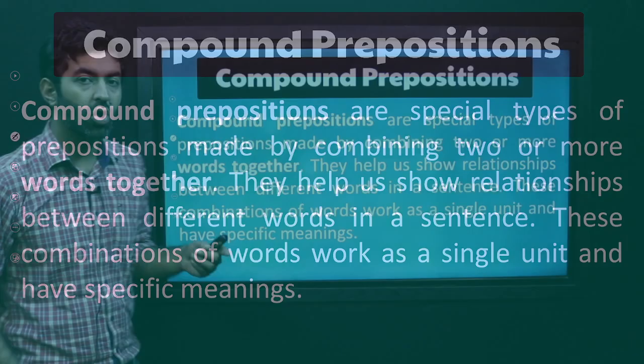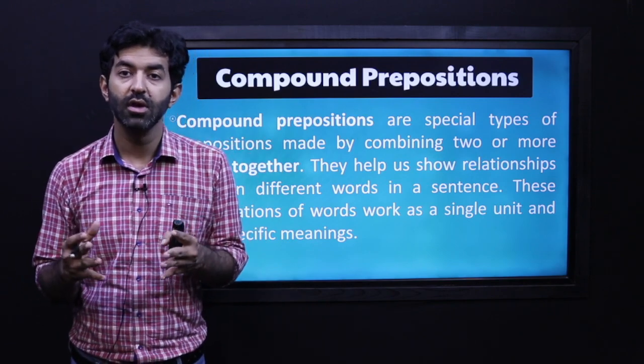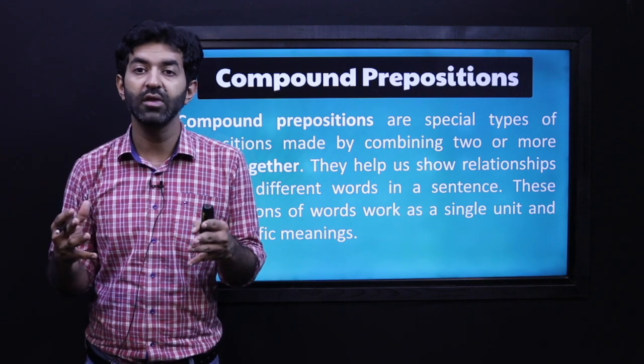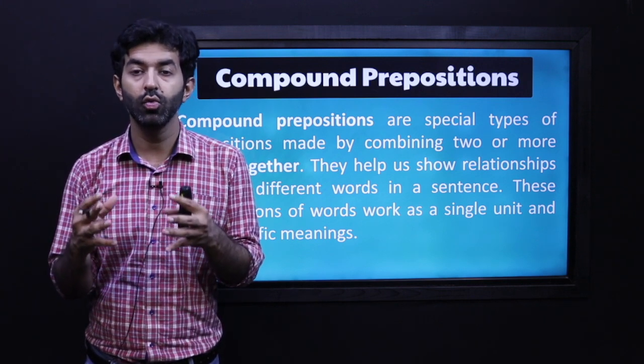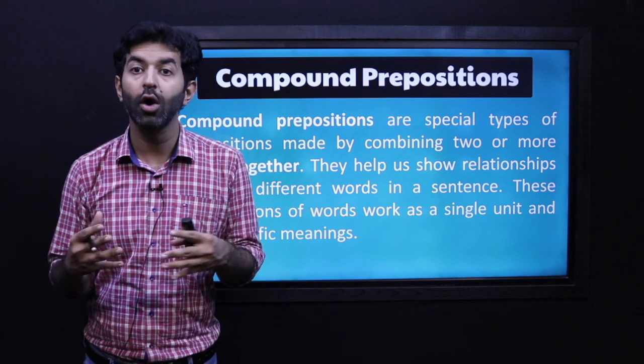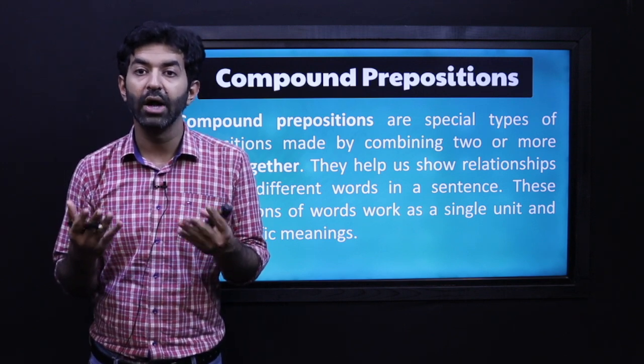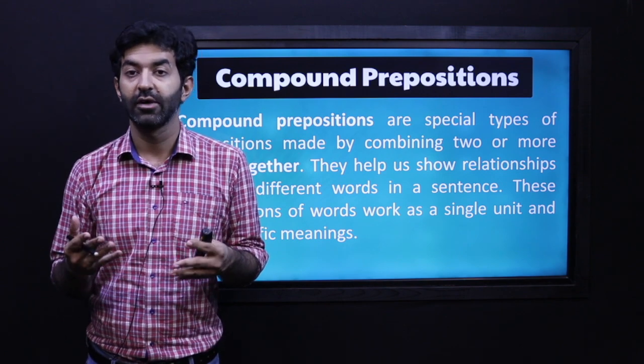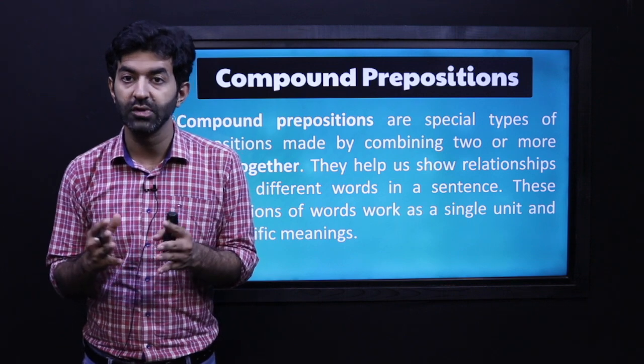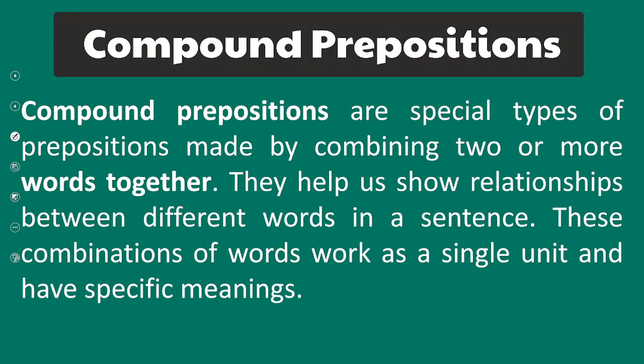All right, let's talk about compound prepositions. Students, when we are talking about the word compound, it means we are combining more than one or two things together. This is what we mean by compound. And we have also seen compound nouns and compound adjectives as well. So let's talk about compound prepositions. Compound prepositions are special types of prepositions made by combining two or more words, actually prepositions, together. And this kind of preposition is called a complex preposition as well.